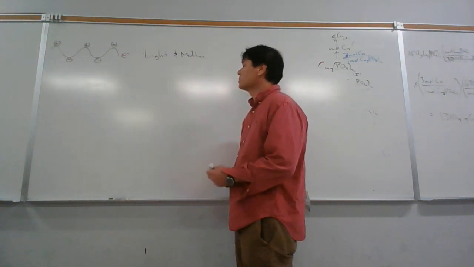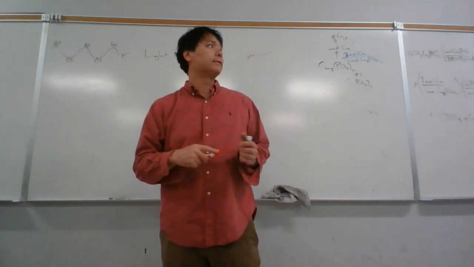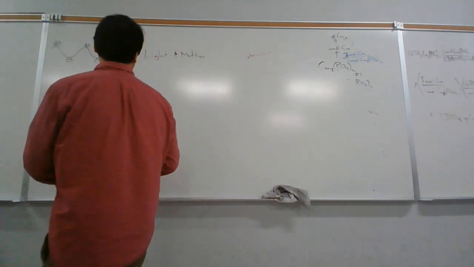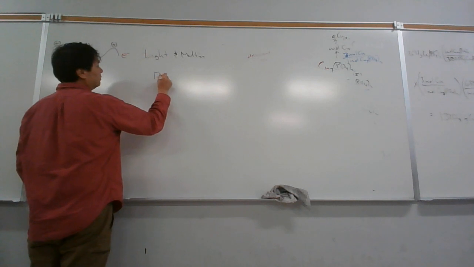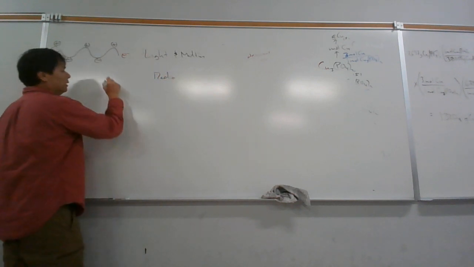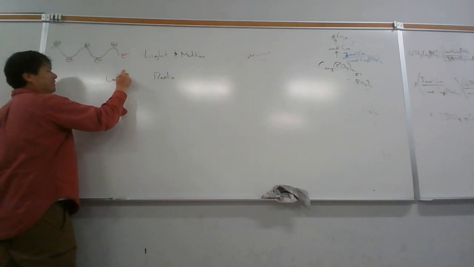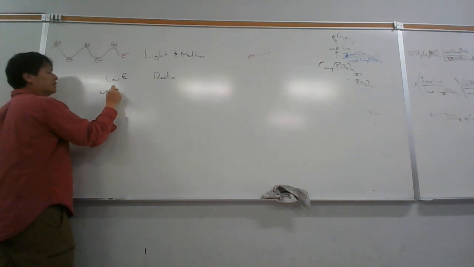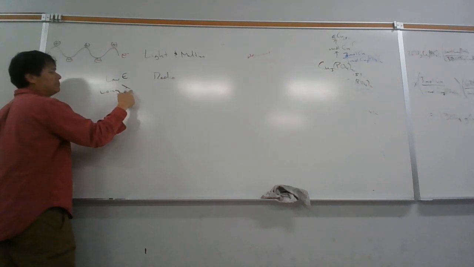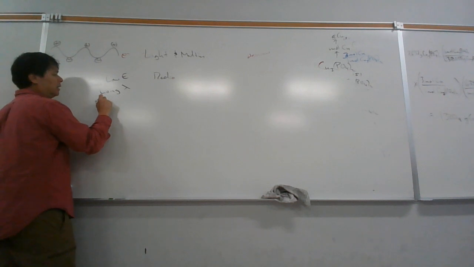So let's start off with radio waves, which are the lowest energy. Radio waves have low energy. They're long wavelength, which is lambda, and low frequency, which is mu.